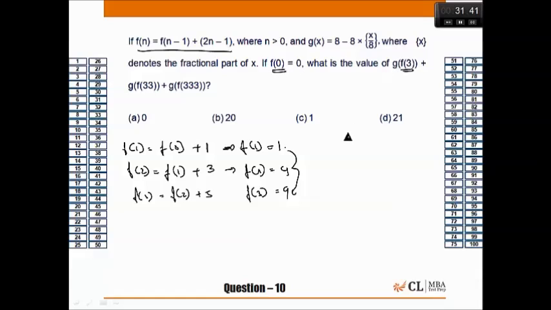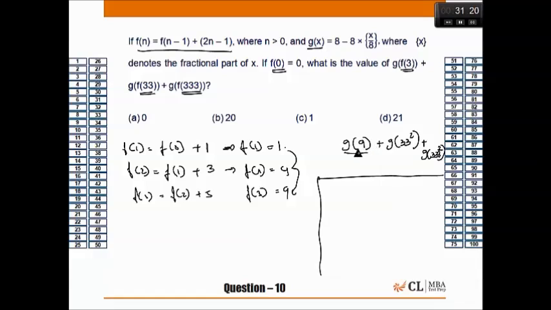So which means f of 3 will be f of 9. So g of 9 plus g of 33 squared plus g of 333 squared. We need to find the value of g of x. So we need to find the value of each of these.